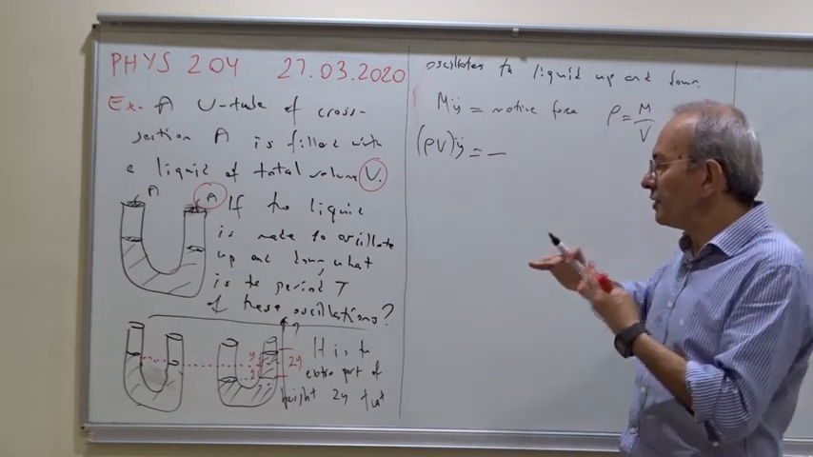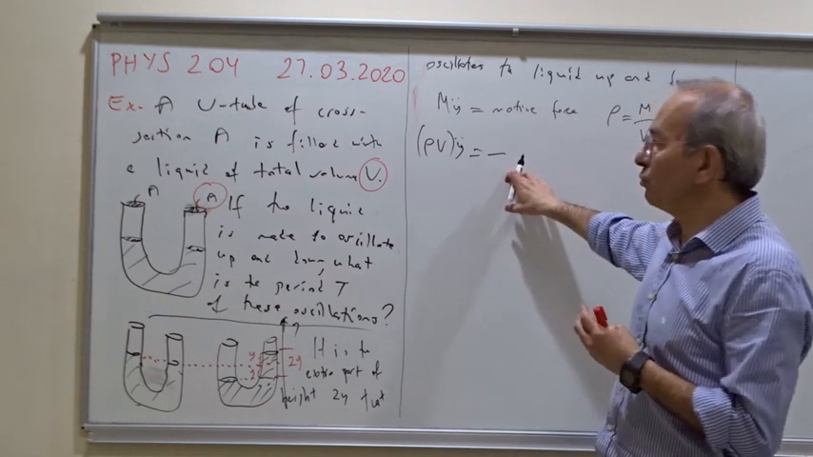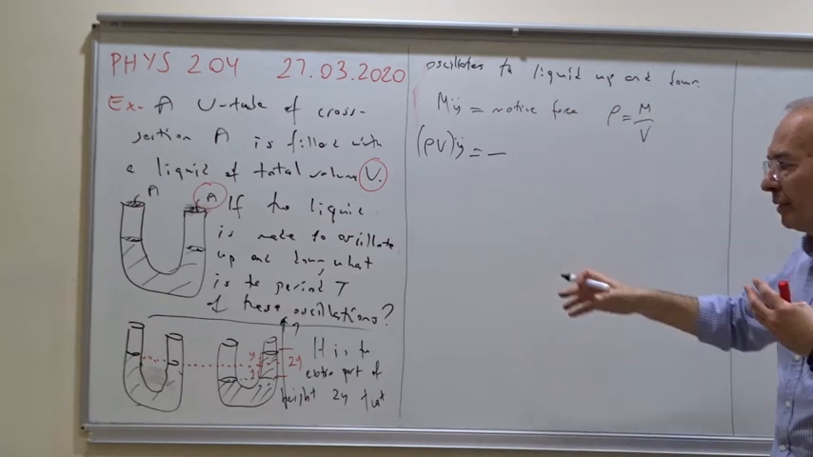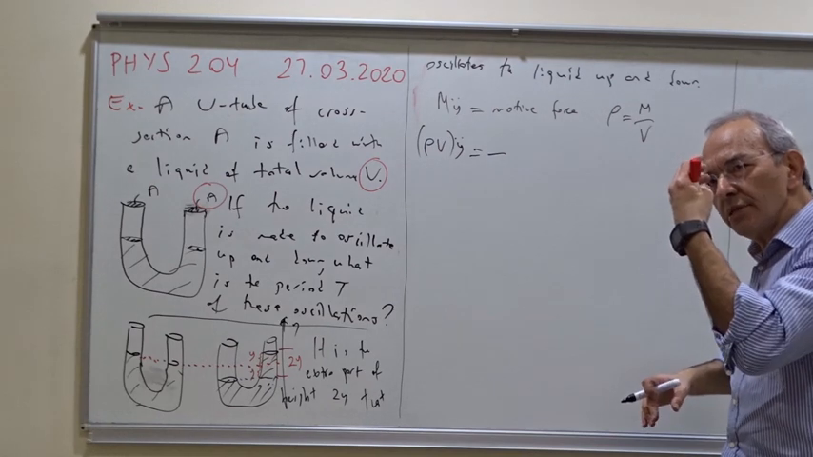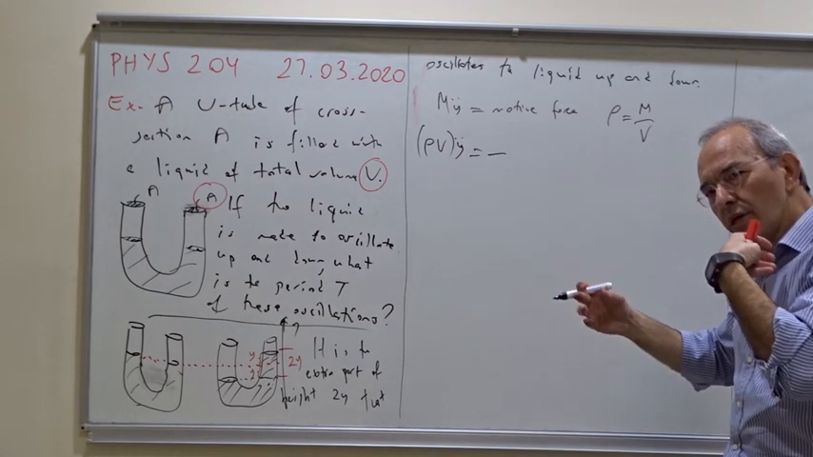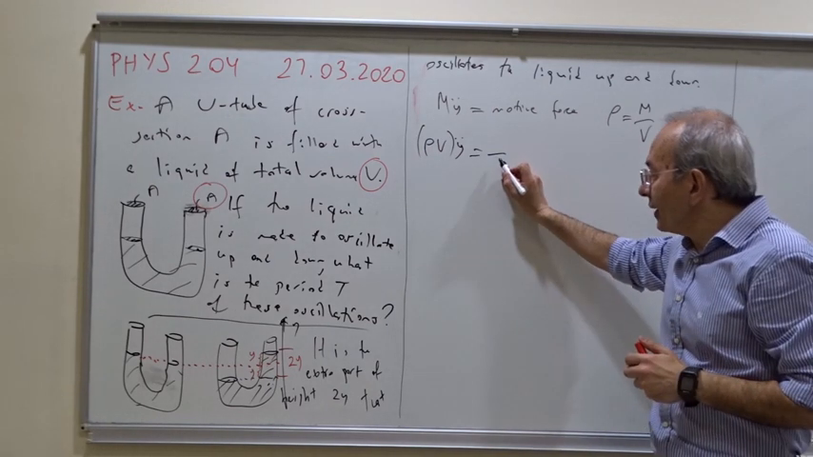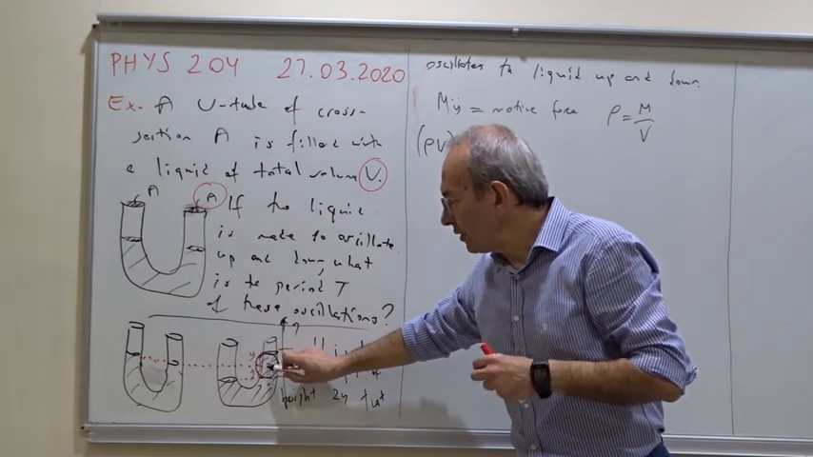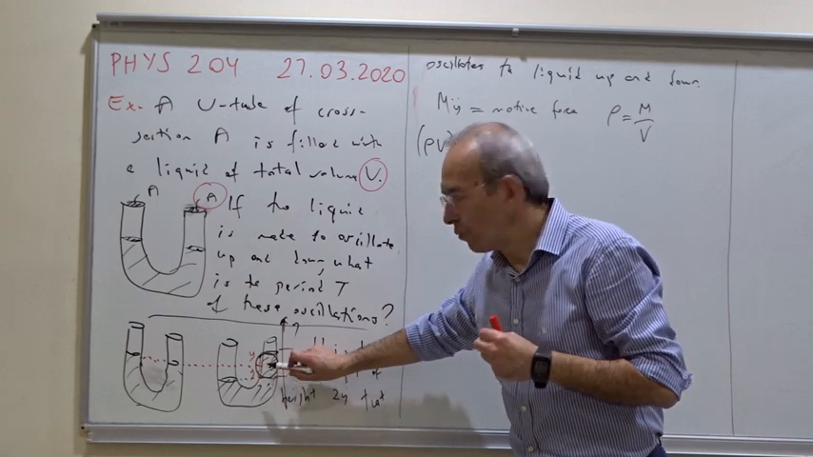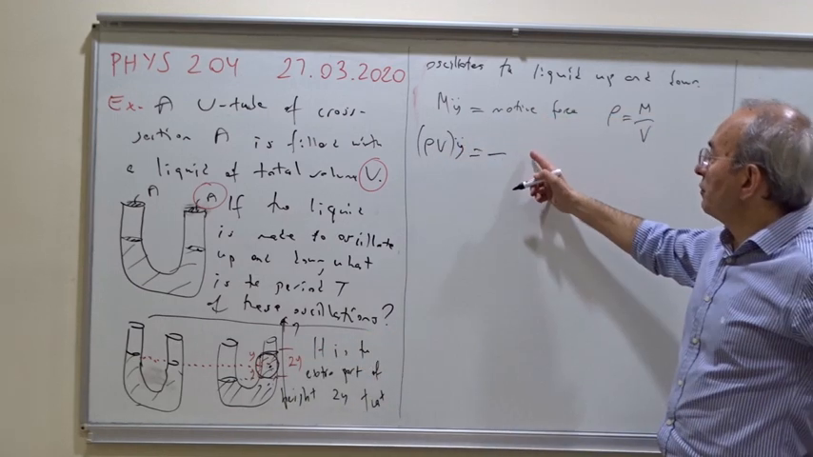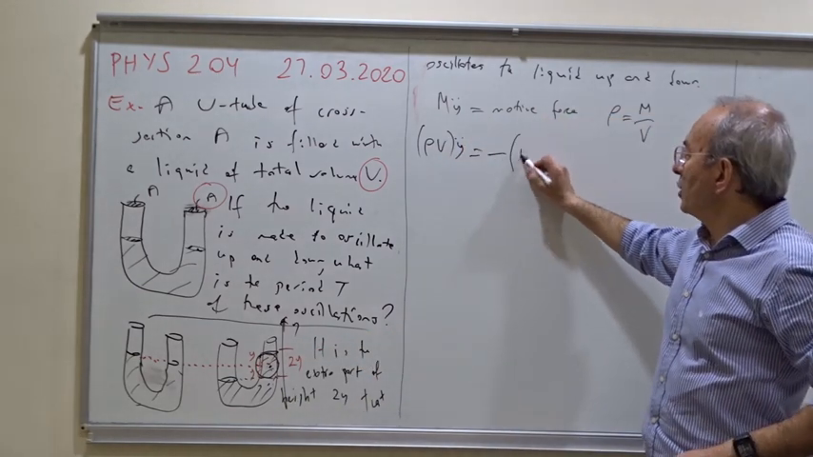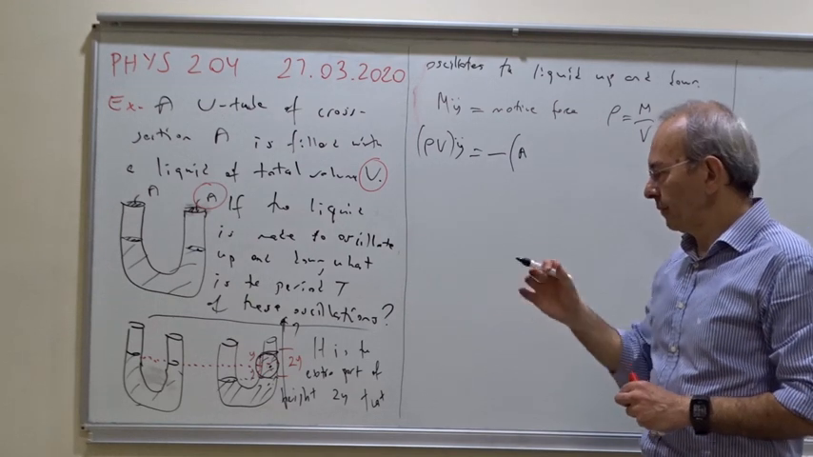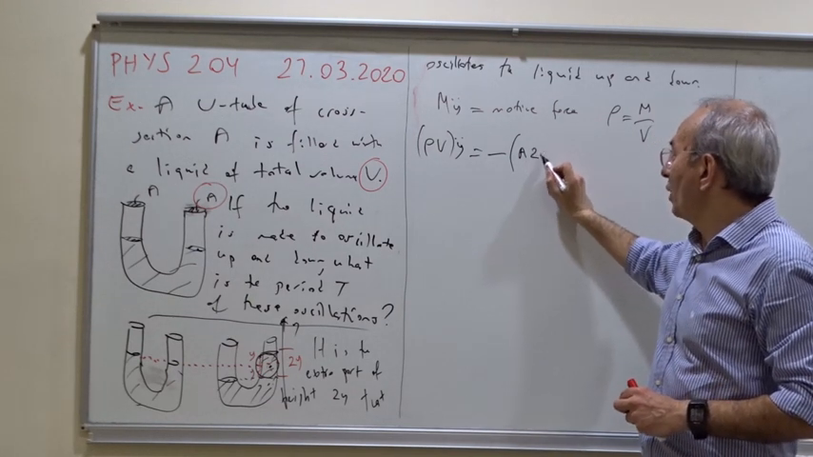Of course, in these oscillations, this part has to be written as a negative term, because when y increases, the acceleration is in the opposite sense. So negative, the mass of this part, rather the weight of this part. What is the weight of this part? Cross section A times the height 2y.